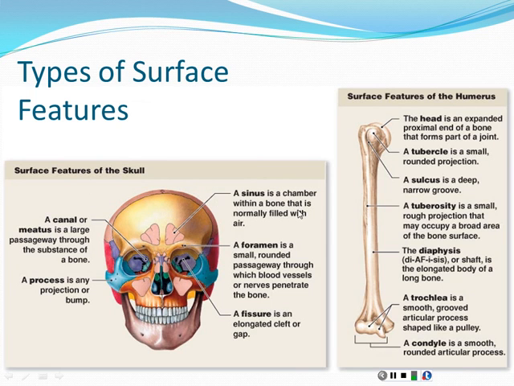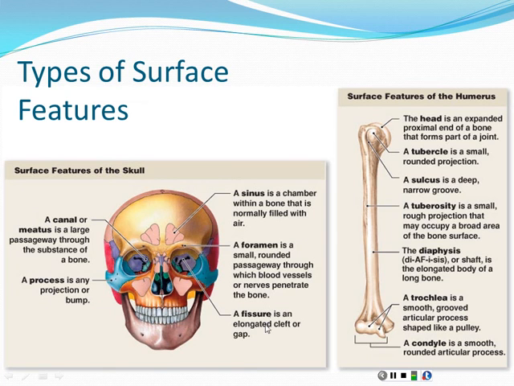A sinus is an area inside a bone that is hollow. So to reduce the weight of the skull, evolution created hollow spaces in the skull, and we call those hollow spaces sinuses. Normally they're filled with air, but as any of us who have had a bad sinus infection can tell you, they can also be filled with fluid too. Now that's not the normal case, but a foramen is a small rounded hole. So a foramen is a hole.